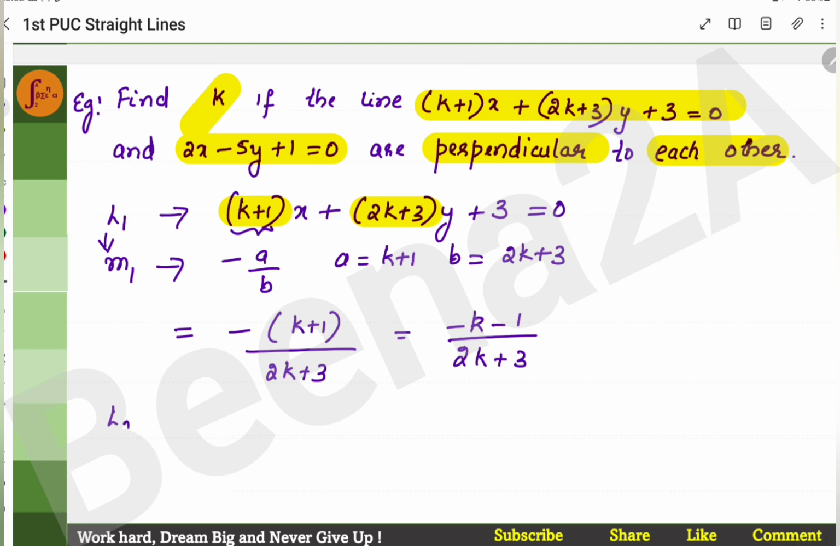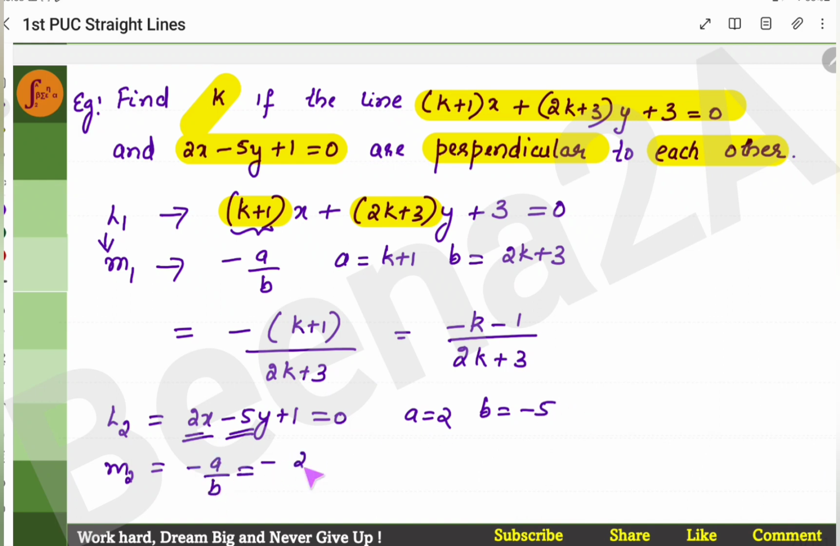Now we'll take line L2. Line L2 is this one: 2x minus 5y plus 1 is equal to 0. So again we'll find slope M2. A is equal to 2. B is the number next to y, which is minus 5. So minus a by b. A is 2, b is minus 5, so we'll get 2 by 5.